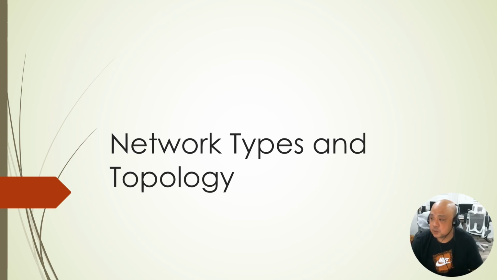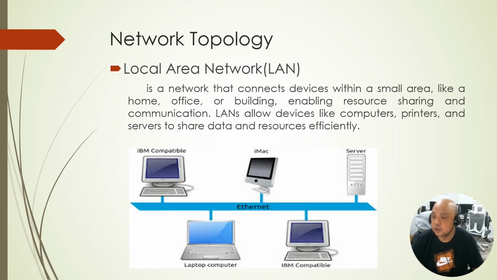Next is network types and topology. In this topic, I will tackle the three basic network types, the client-server model, and basic network topology. First of the three network types is the LAN or local area network. A LAN connects devices in a small area like an office or home, enabling resource sharing and communication at high speed. It can be wired. It can be wireless.